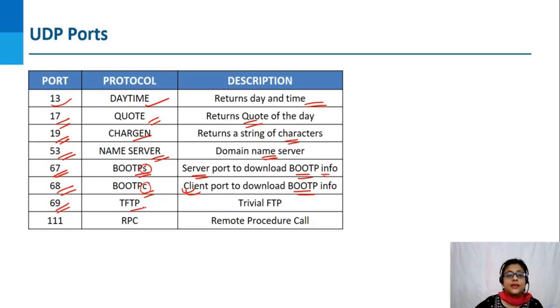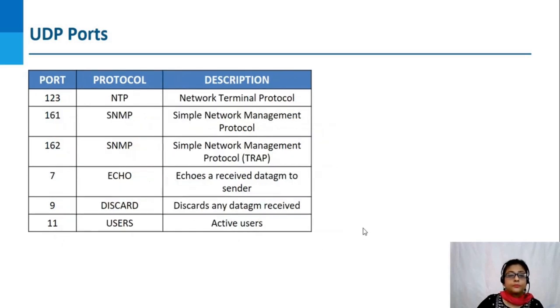Port number 69 is TFTP, which is Trivial FTP or Trivial File Transfer Protocol, used to get back files. Port number 111 is for RPC or Remote Procedure Call, used for terminal network or for remote processes. Port number 123 is used for NTP or Network Terminal Protocol. Port 161 is used for SNMP, which is the Simple Network Management Protocol. Port number 162 is also used for SNMP, and it is for TRAP.